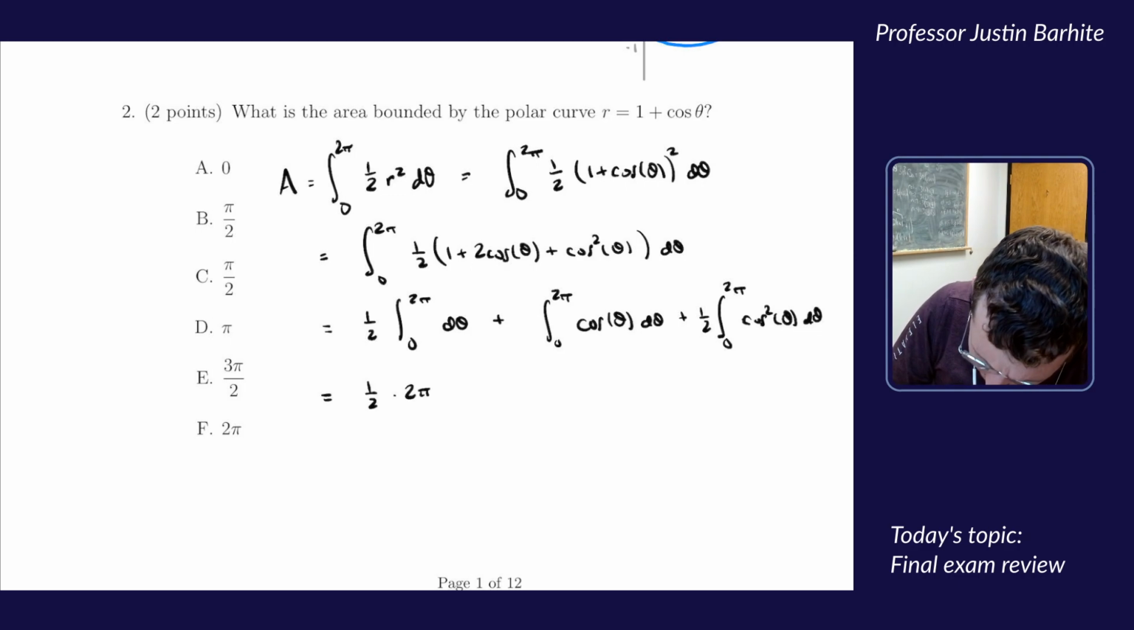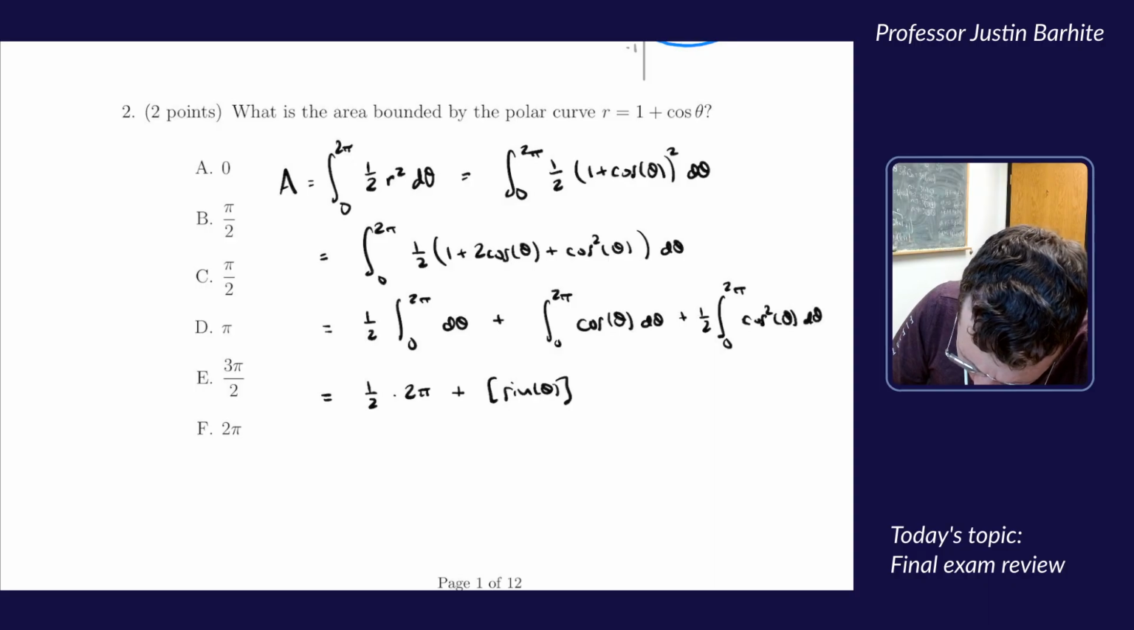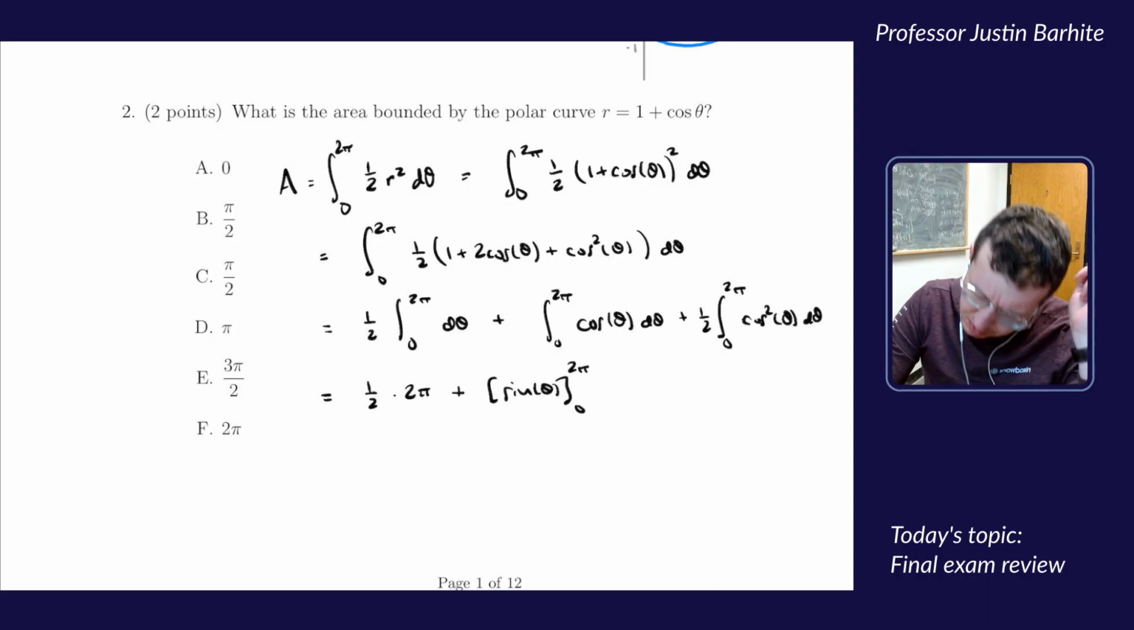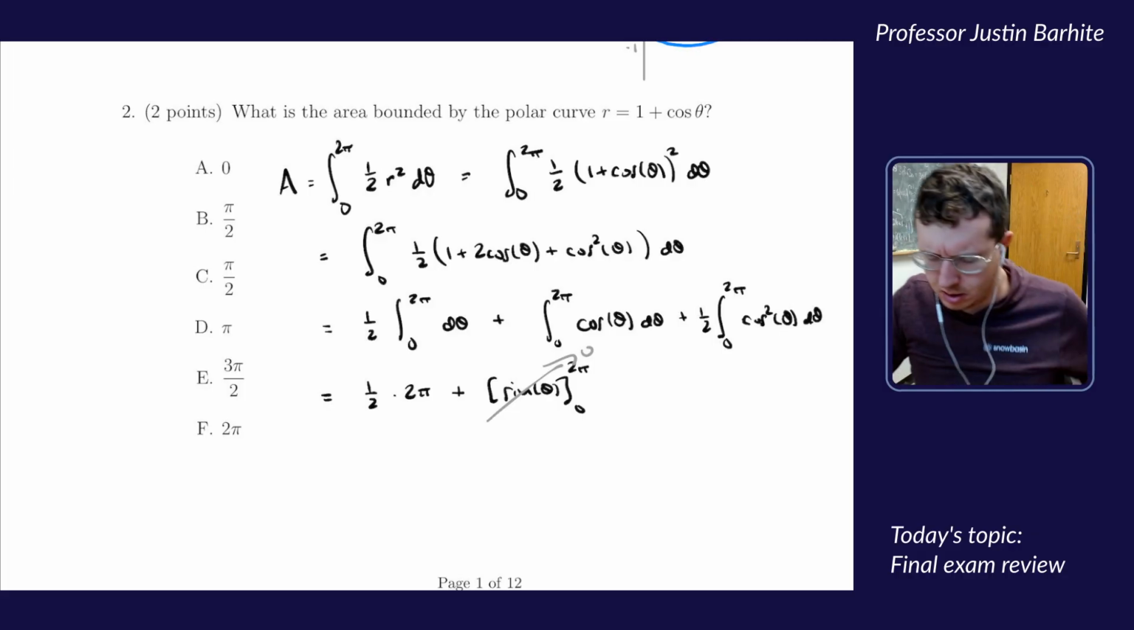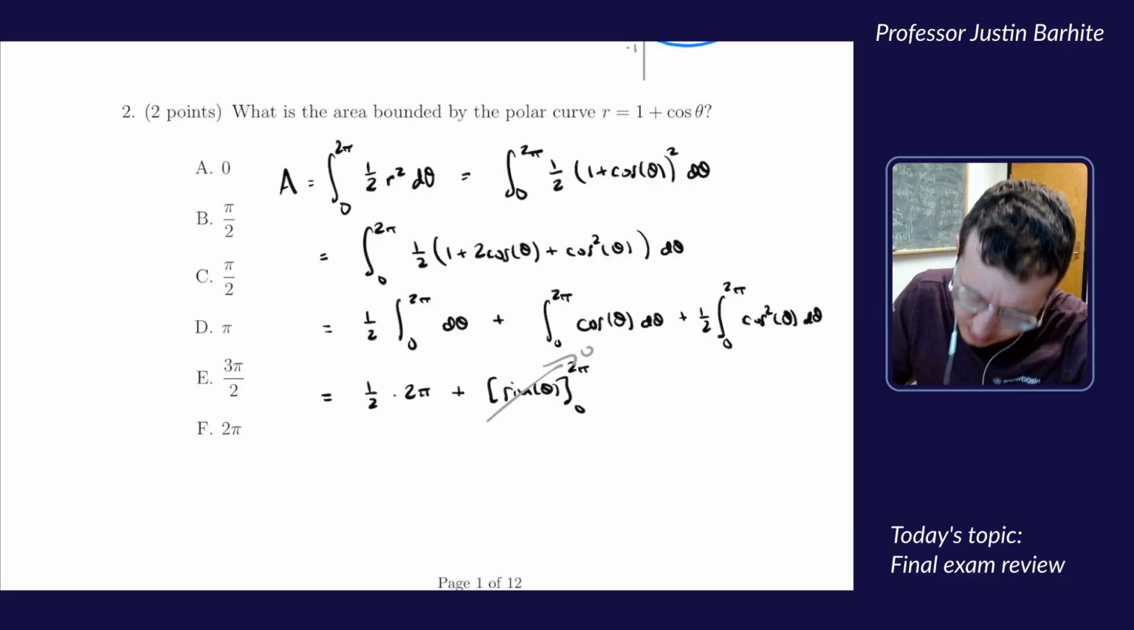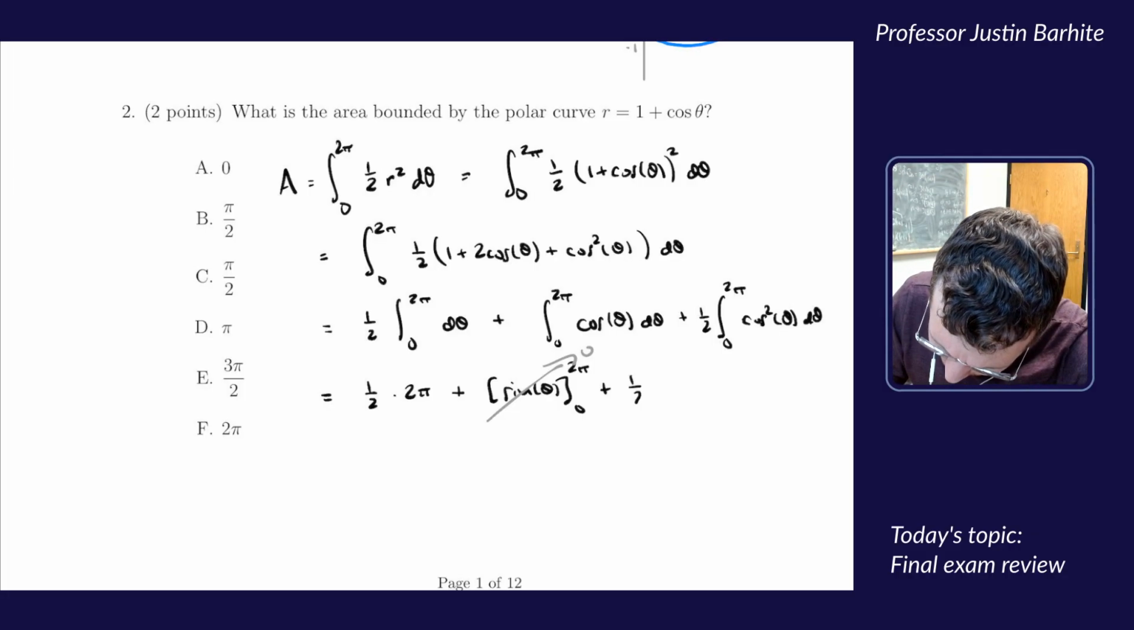That first integral is just 2 pi. The second integral, I'm going to use the antiderivative, which is sine of theta. But when I plug in 0 or 2 pi, those both give me 0. So the second term doesn't contribute anything to the integral.